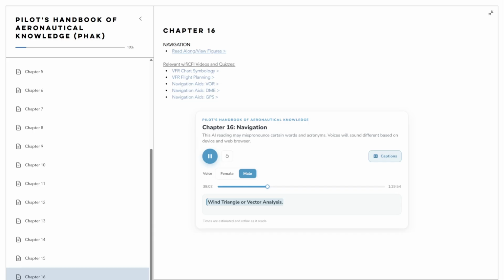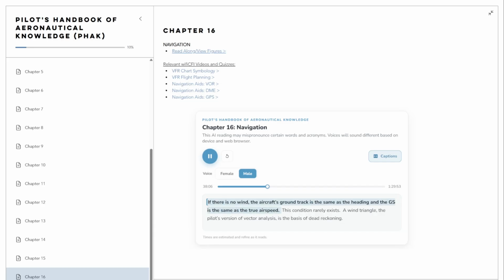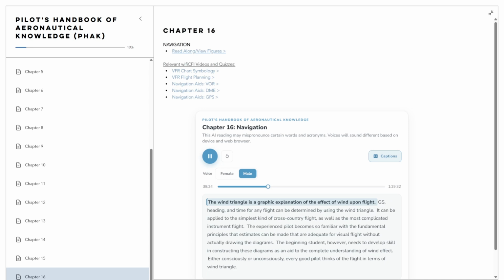Wind triangle or vector analysis. If there is no wind, the aircraft's ground track is the same as the heading and the GS is the same as the true airspeed. This condition rarely exists. A wind triangle, the pilot's version of vector analysis, is the basis of dead reckoning. The wind triangle is a graphic explanation of the effect of wind upon flight. GS, heading, and time for any flight can be determined by using the wind triangle. It can be applied to the simplest kind of cross-country flight, as well as the most complicated instrument flight.